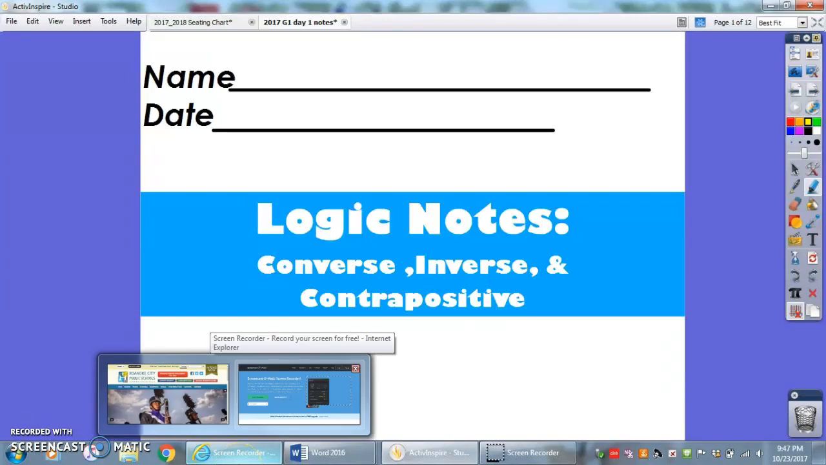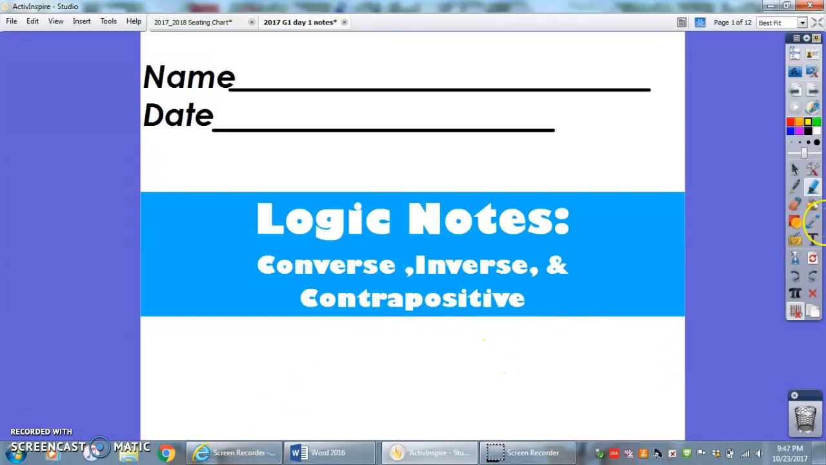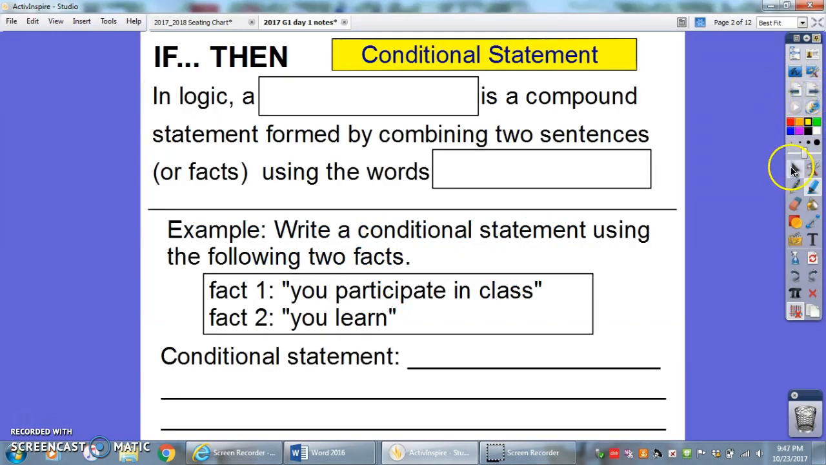Okay, so here we're going to go through the logic notes. If you weren't in class or you wanted to watch the lesson again to get a better understanding, this is what we're going to do. We'll go through these pretty quickly just to cover the main ideas.